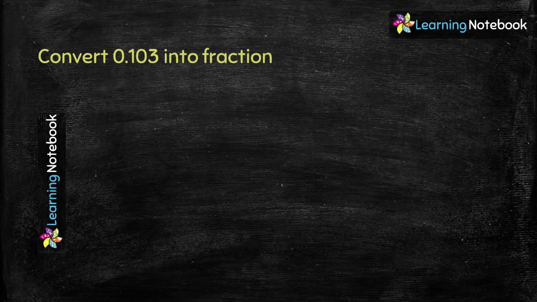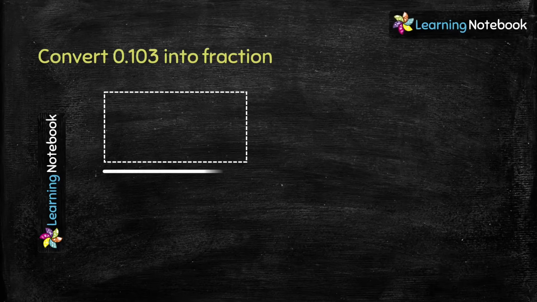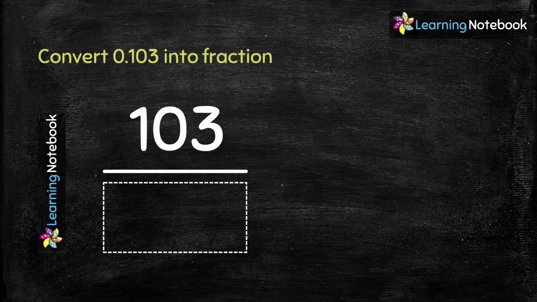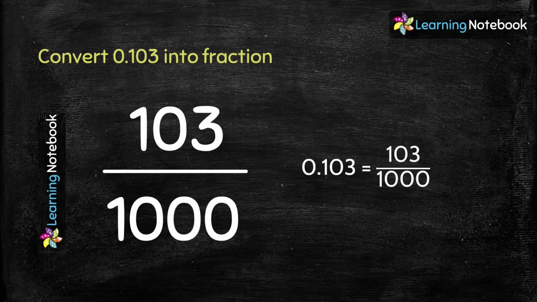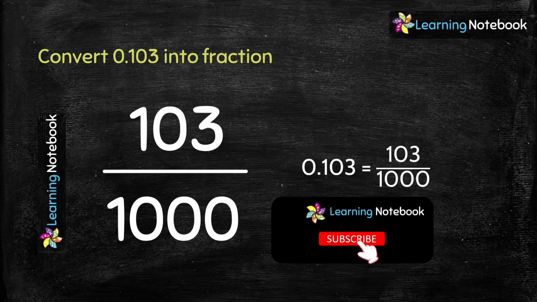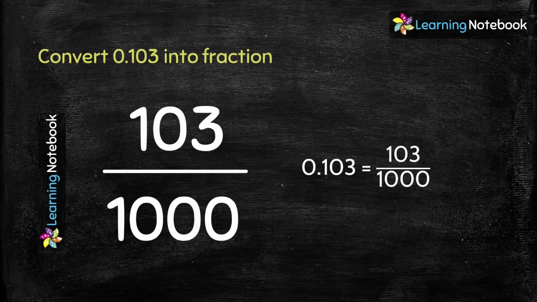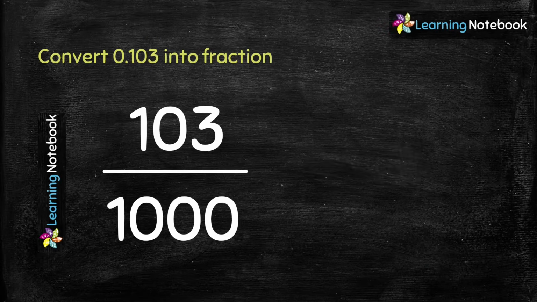Now our next question is convert 0.103 into fraction. So the numerator will be 103 and this decimal number has 3 decimal places. So its denominator will be 1000. So we have converted the decimal number 0.103 into fraction 103 by 1000.